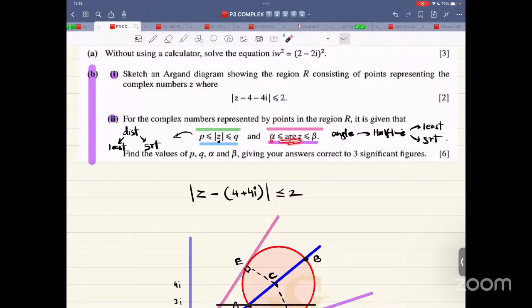Argument of z lies between alpha and beta. So it means draw a half line, find the least value, find the greatest value, just like the tangent that you have drawn. Find the values of P, Q, alpha, beta, giving your answer correct to 3 significant figures.